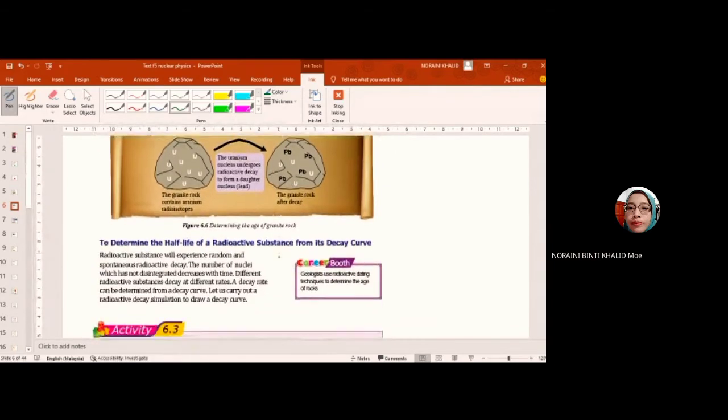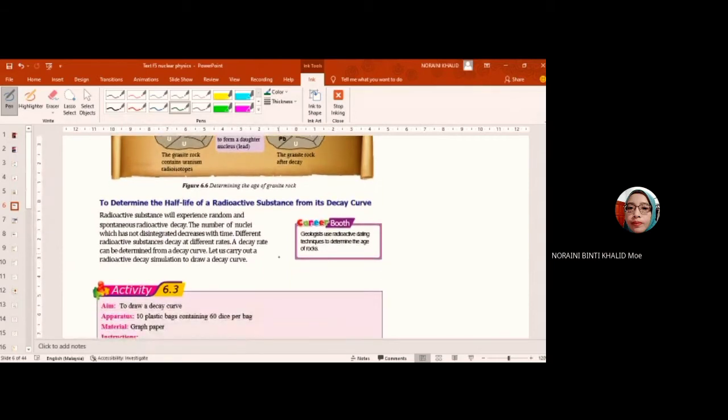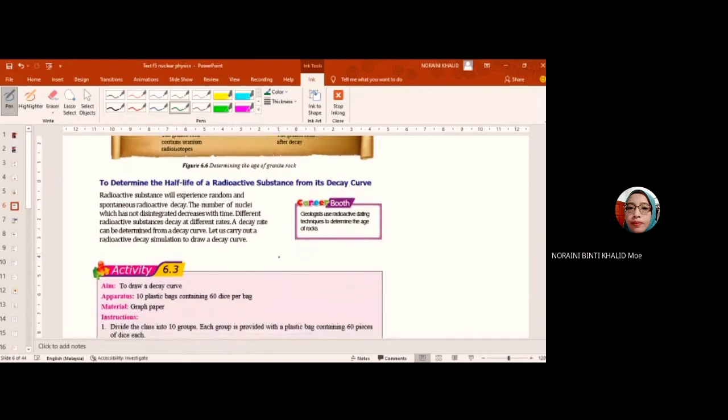How to determine the half-life of a radioactive substance from its decay curve? A radioactive substance will experience random and spontaneous radioactive decay. The number of nuclei which have not disintegrated decreases with time. Radioactive substances decay at different rates. The decay rates can be determined from the decay curve. Let us carry out a radioactive decay simulation to draw a decay curve.